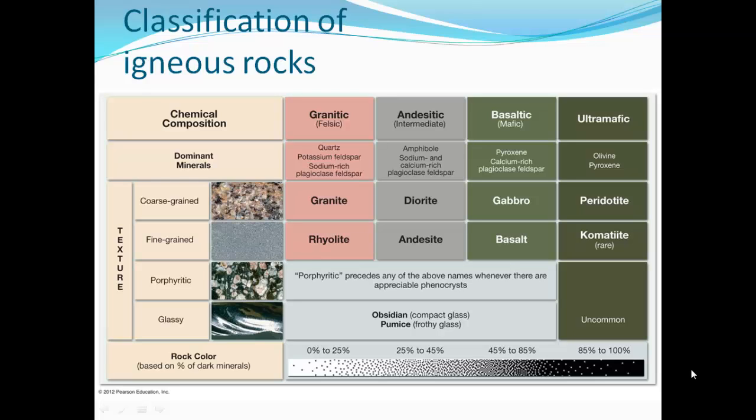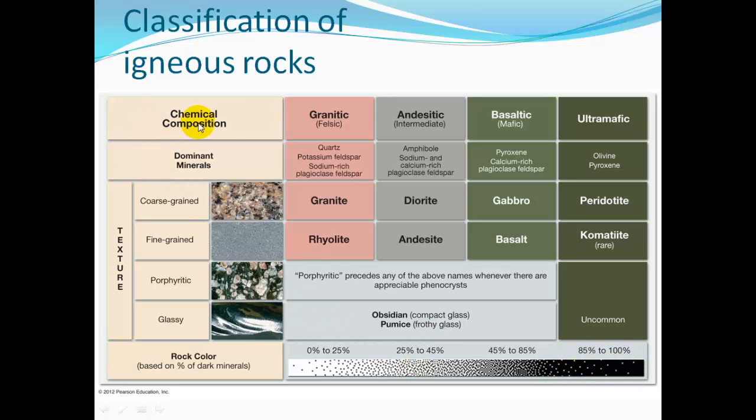Okay. So first, a classification here. We have our classification by texture. These are our coarse-grained igneous rocks, our fine-grained igneous rocks, our porphyritic, and our glassy igneous rocks. We also classify based on color or percent of dark minerals. Here it's mostly our felsic or light silicates. Here we have more of our mafic or dark silicates.